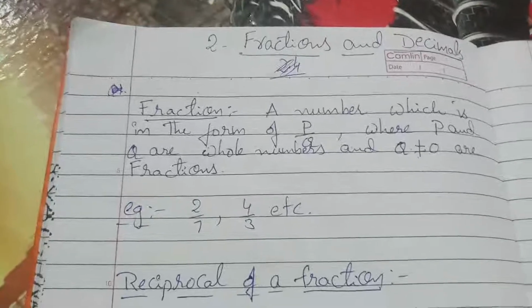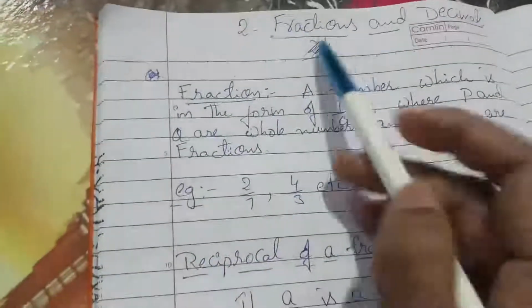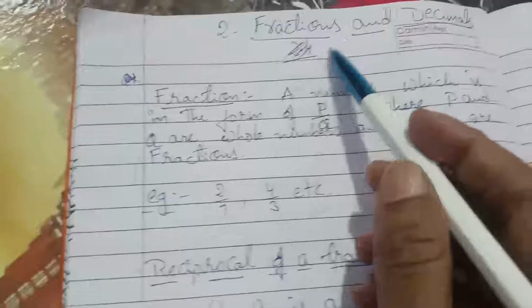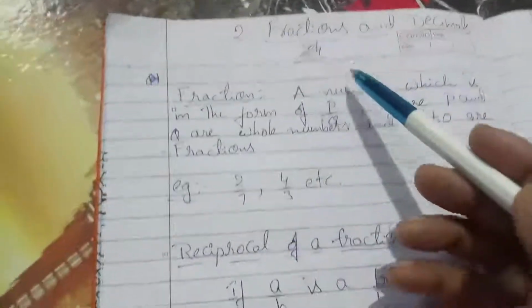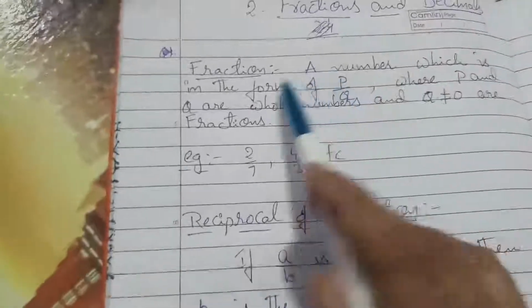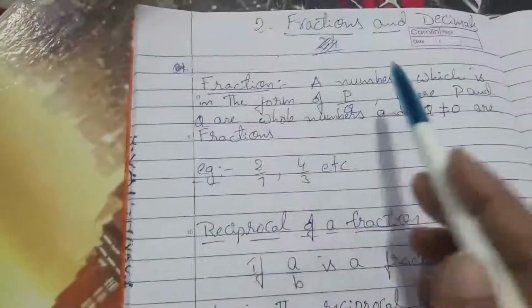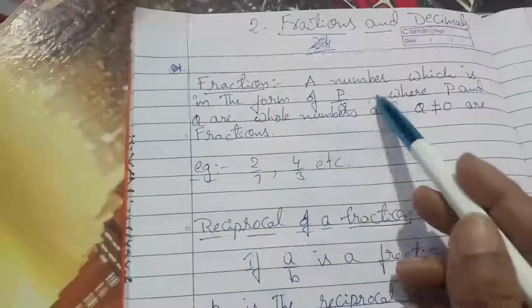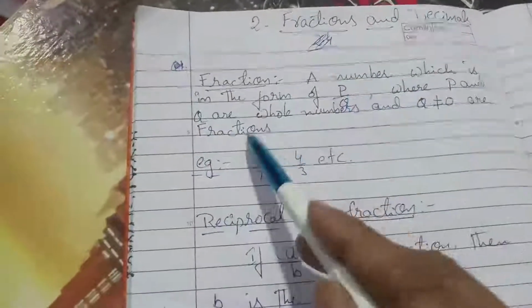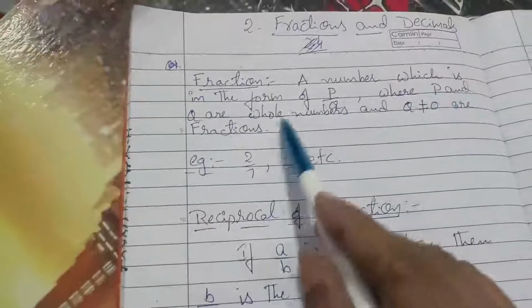Students, today I am going to explain the second chapter, that is fractions and decimals. You are well known about fractions. What is a fraction? You have already learned in class 6. A number in the form of p by q, where p and q are whole numbers and q is not equal to 0, is called a fraction.